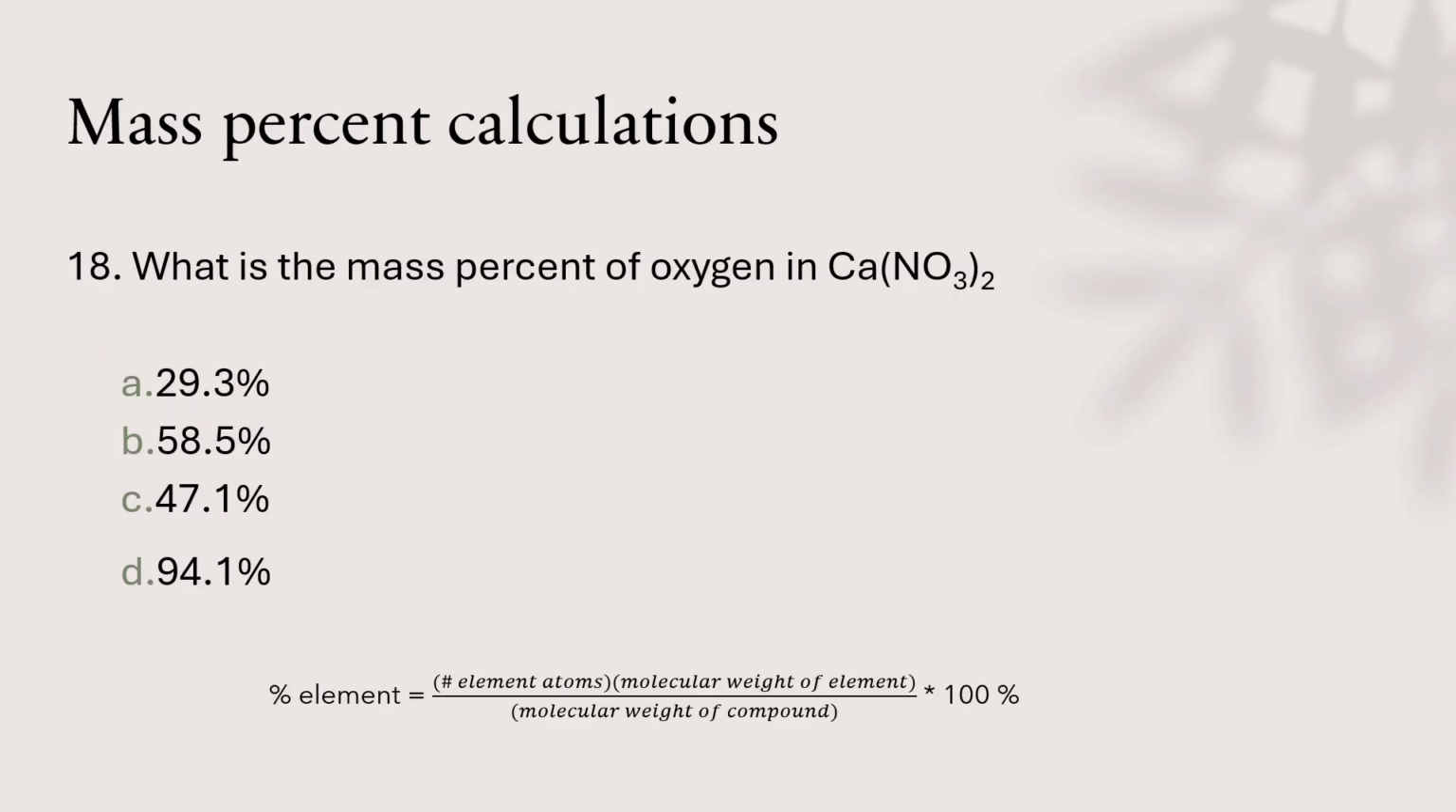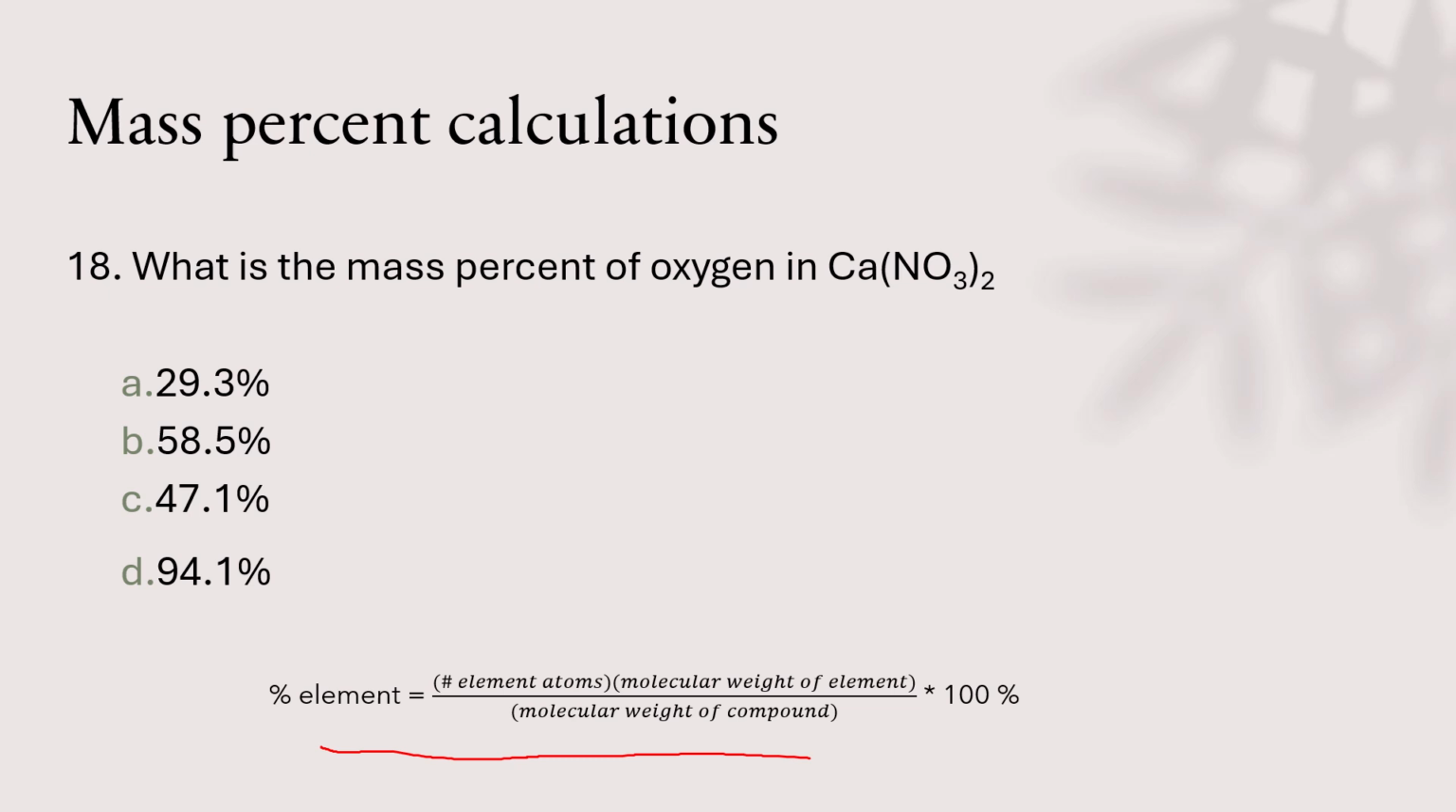So next we're going to look at some calculations, in particular the mass percent calculation. So a question might look something like this. 18. What is the mass percent of oxygen in calcium nitrate? So if we were naming that formula, it would be calcium nitrate, so that's something you should know as well. So in this case, they're talking about just oxygen. So the equation that you would need to use is the equation below. I'm not sure if this is given to you or not. I'm going to assume that it's not.